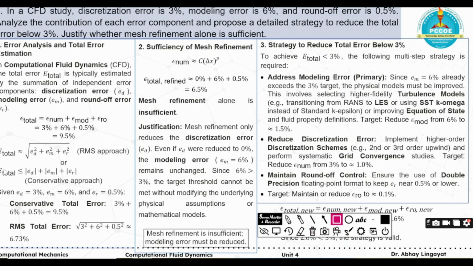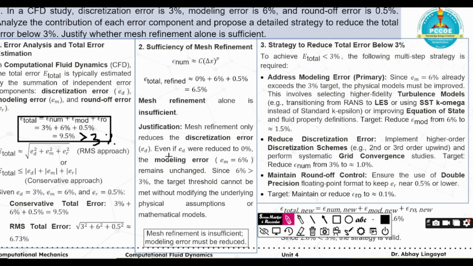Okay, so the current total error is the summation of discretization error, which is the numerical error, second is the modeling error, and third is the round off error. So 3% plus 6% plus 0.5%, it will give the total error of 9.5%. So is this acceptable? No. We are expecting the total error should be less than 3%. Right? So can mesh refinement alone be the solution?